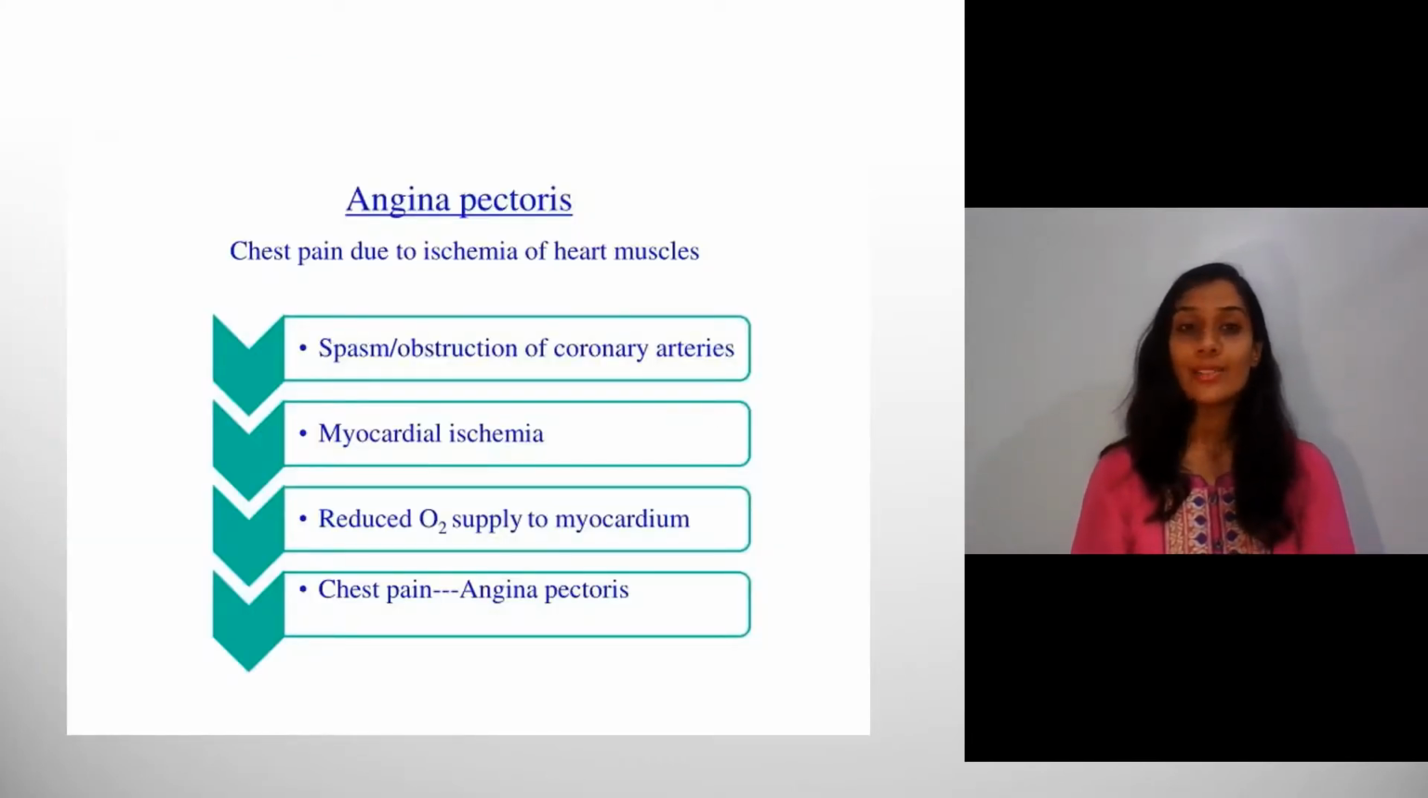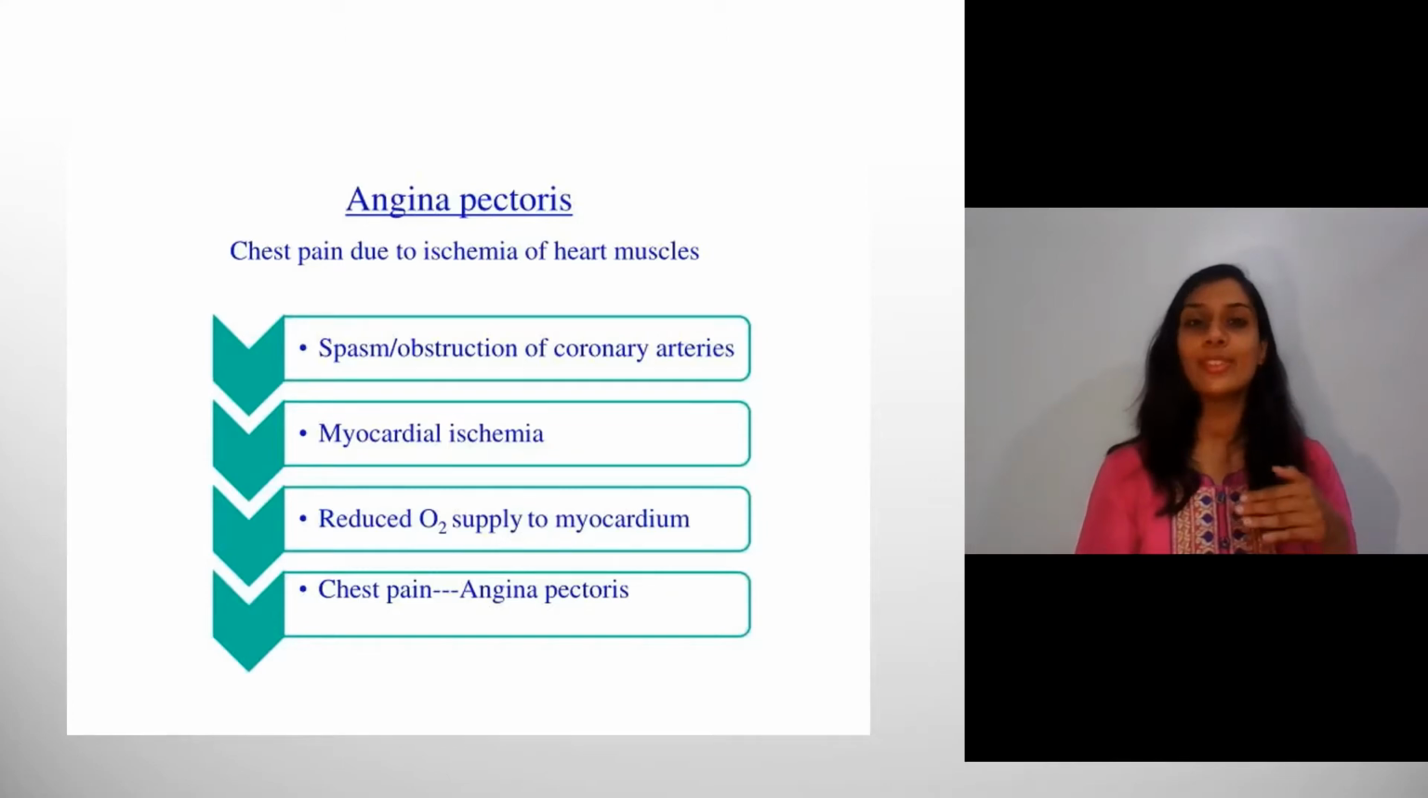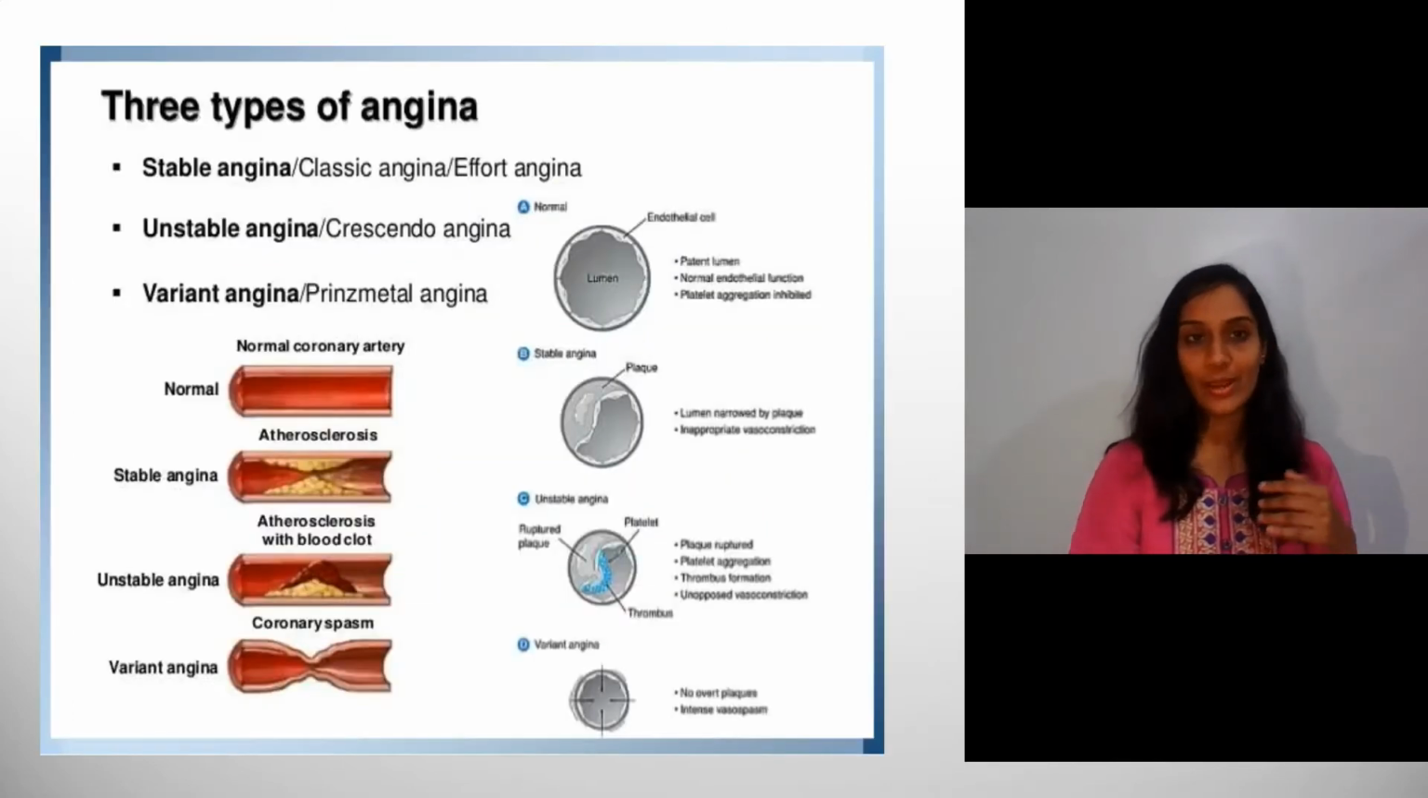How does angina occur? This is a pictorial diagram representing how angina pectoris occurs. First of all, spasm or obstruction of coronary arteries occurs. This occurs due to atherosclerotic plaque, which causes myocardial ischemia, which causes reduced oxygen supply to the myocardium, and this results in chest pain, that is angina.